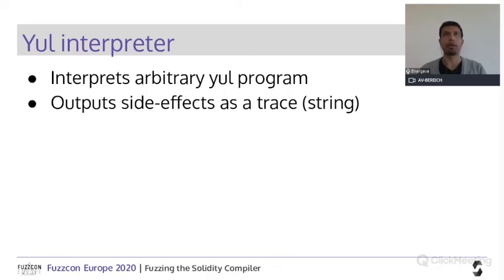So to precisely do this, to actually track the side effects, we have the Yul interpreter. It's an interpreter which accepts Yul source code and outputs the side effects as a trace, which is a sequence of strings which describe changes to the state. For example, memory being written to some location, or storage being written to some location.